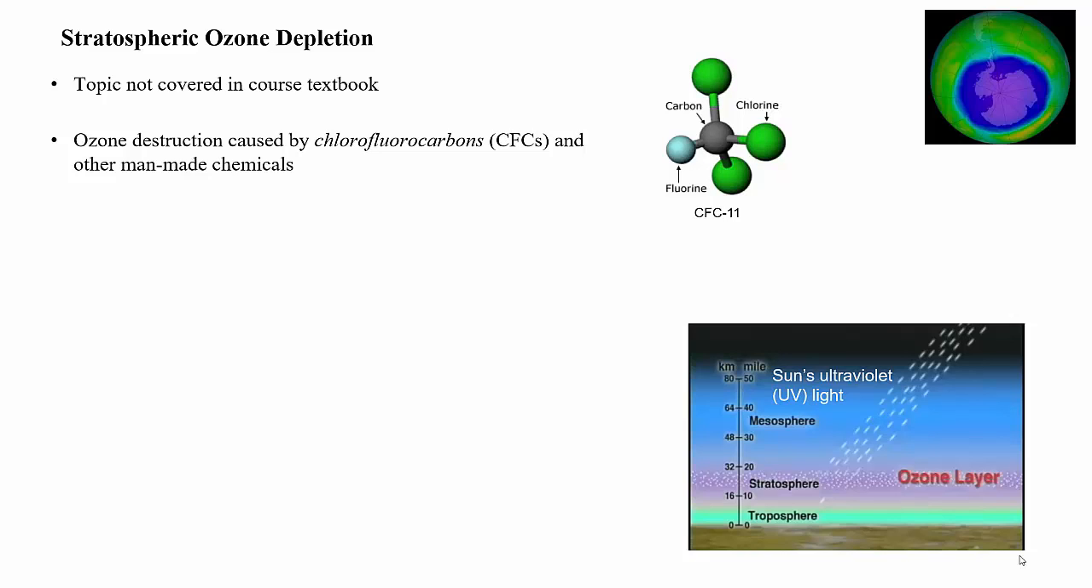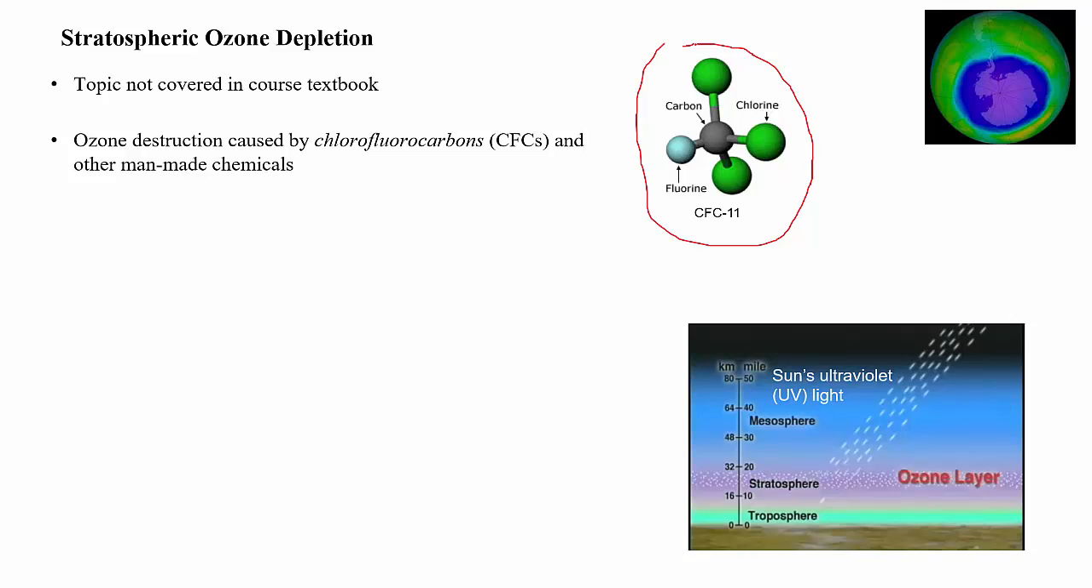Ozone destruction is caused by chlorofluorocarbons, or CFCs, and other man-made chemicals. Collectively, this group of chemicals are called ozone depleting substances, and I'll talk about that later in this lecture. I've shown one molecule here. This is CFC-11, a particular type of CFC. It consists of one central carbon atom, a fluorine atom, and three chlorine atoms. And as I'll discuss, the environmental problem is with the chlorine atoms.